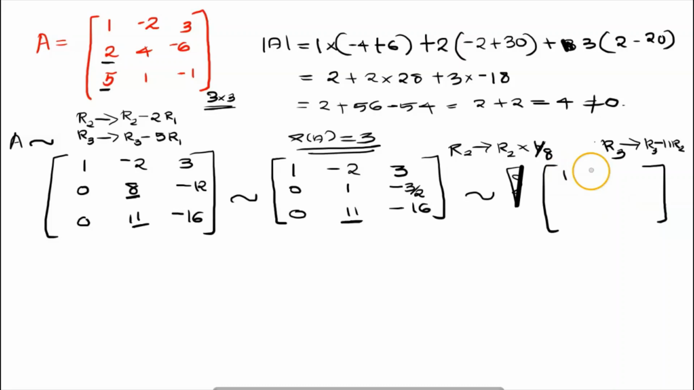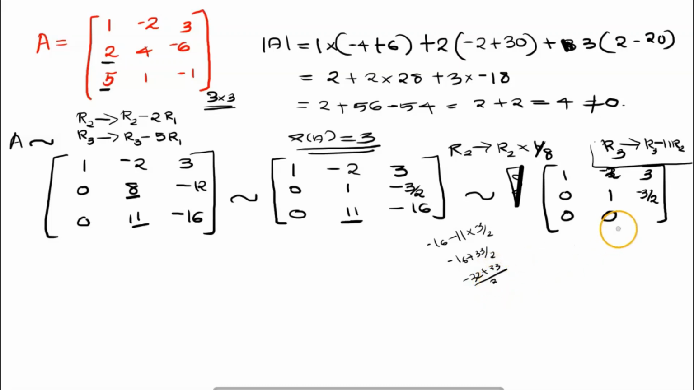So my matrix is 1, minus 2, 3, 0, 1, minus 3 by 2. R1 and R2 have no change and I am changing R3 here. This is my operation, R3 minus 11 R2. This is 0, 11 minus 11, 0, minus 16, minus 11 into minus 3 by 2. That means minus 16 plus 33 by 2. This is minus 32 plus 33 all divided by 2. So this is 1 by 2.